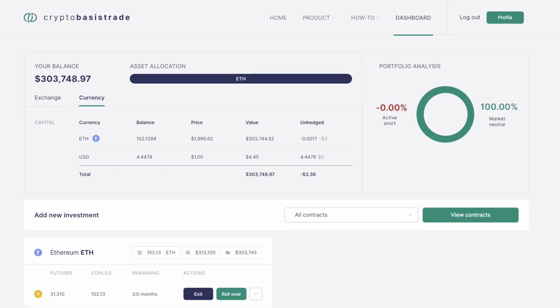For example, we currently have about 152 Ether in our arbitrage portfolio with no directional price exposure. Let's say we expect Ether price to rise in the near term and want to go long 15 Ether to earn profit from price appreciation. To do that, we need to unhedge 15 Ether by buying back an equivalent number of futures contracts.